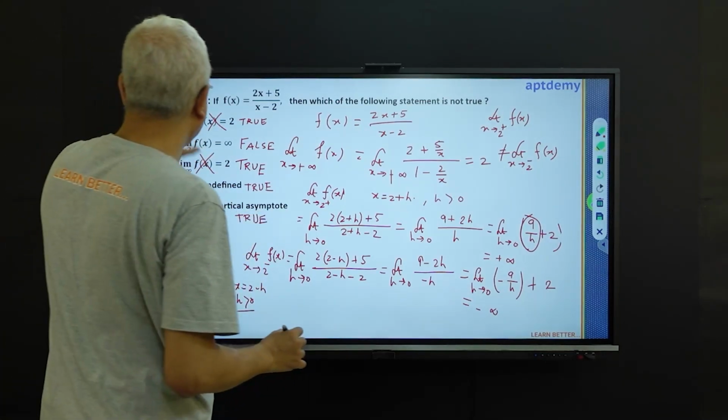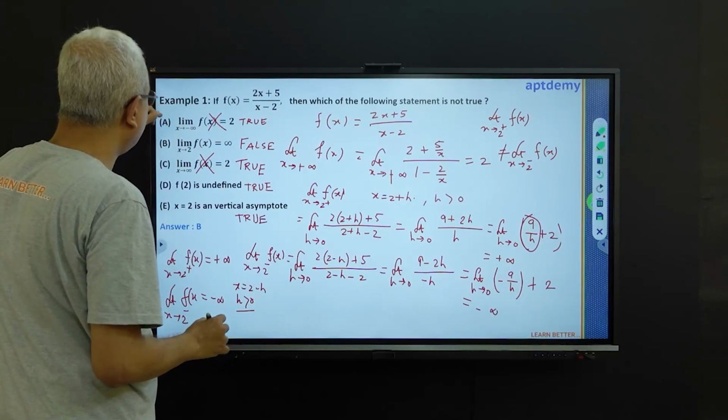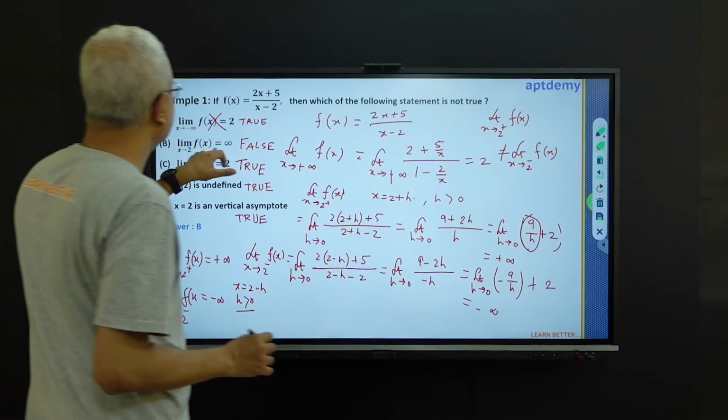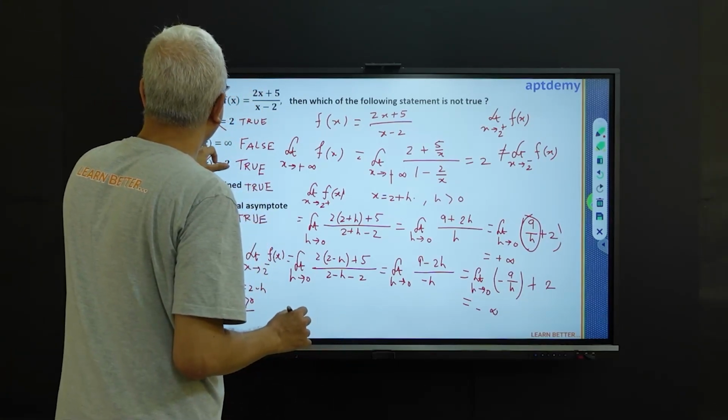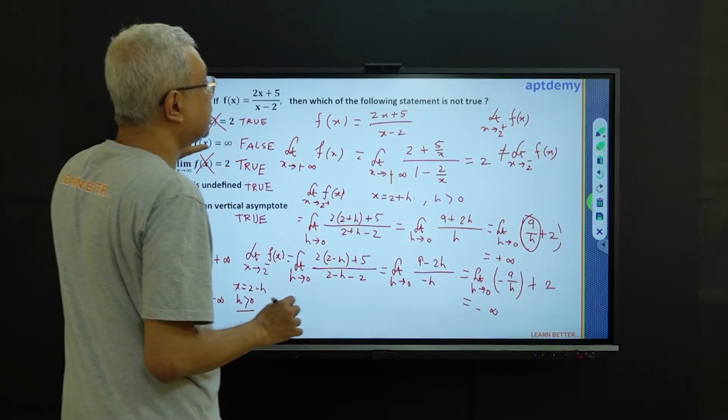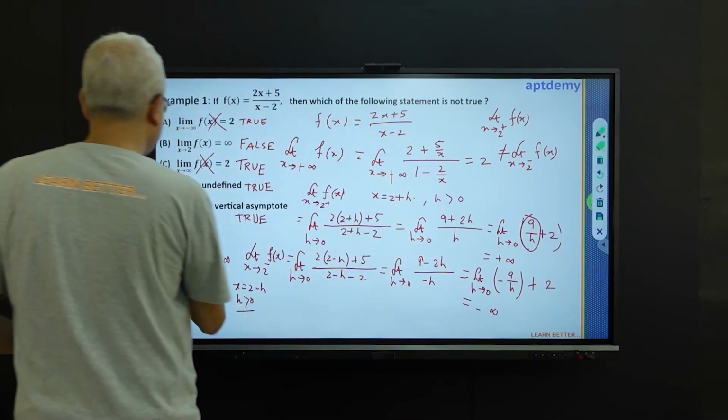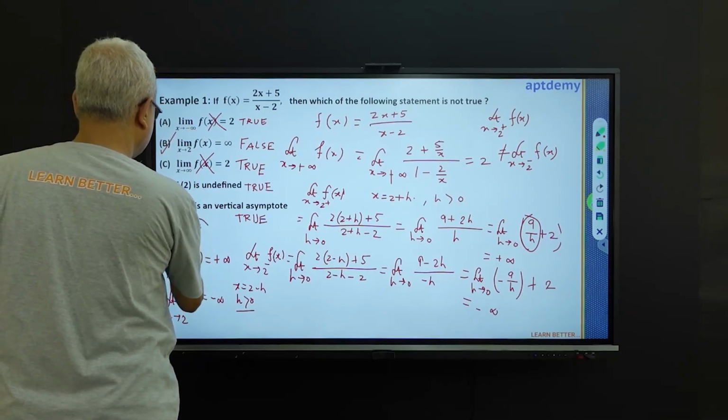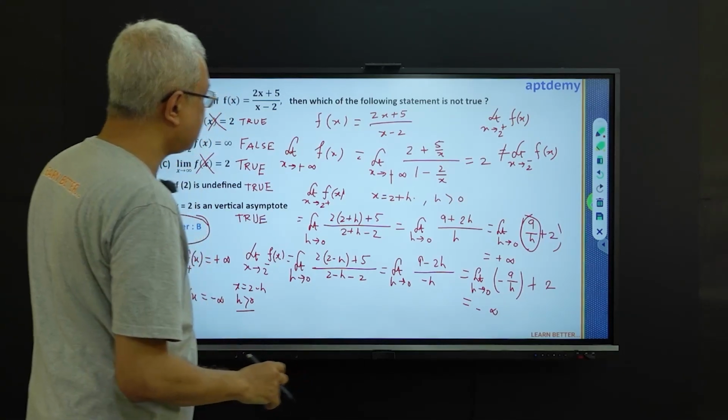The only false statement among A, B, C, D, E is B. Limit x tends to 2, f(x) is infinity, is false because this limit does not exist. So only statement B is not true. So answer is B. I think this is clear.